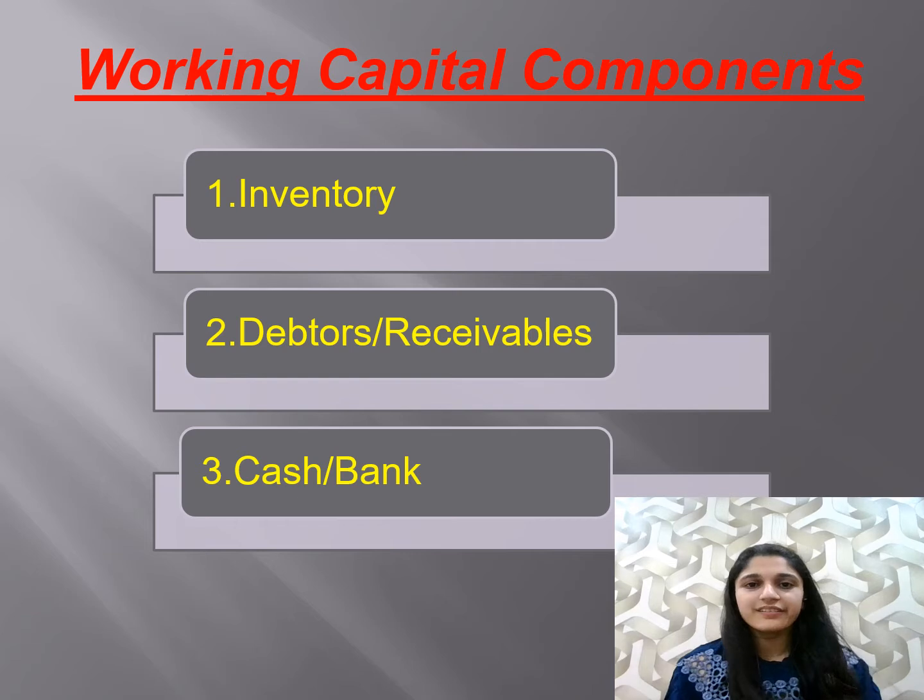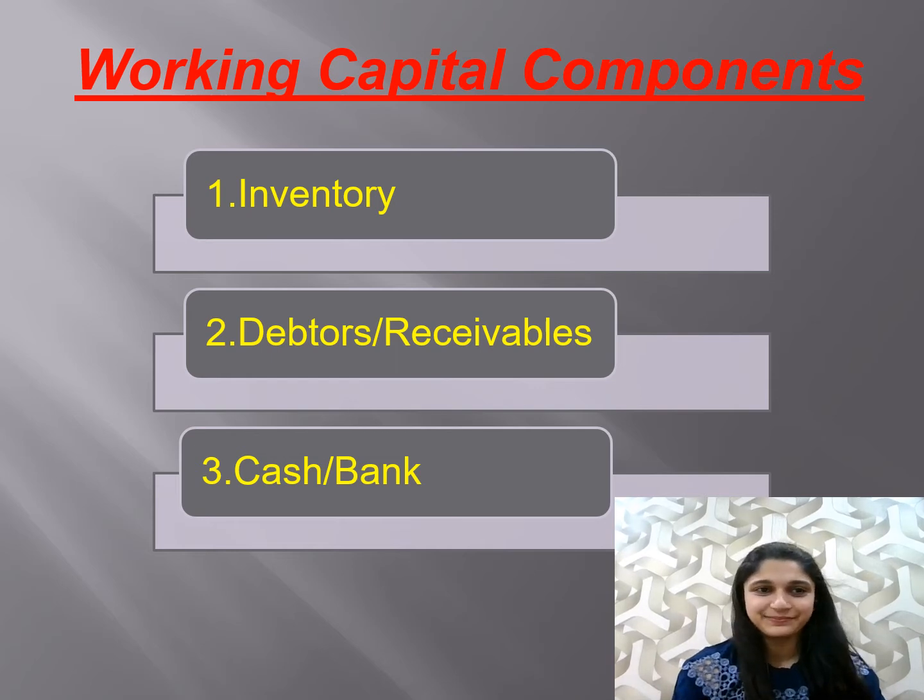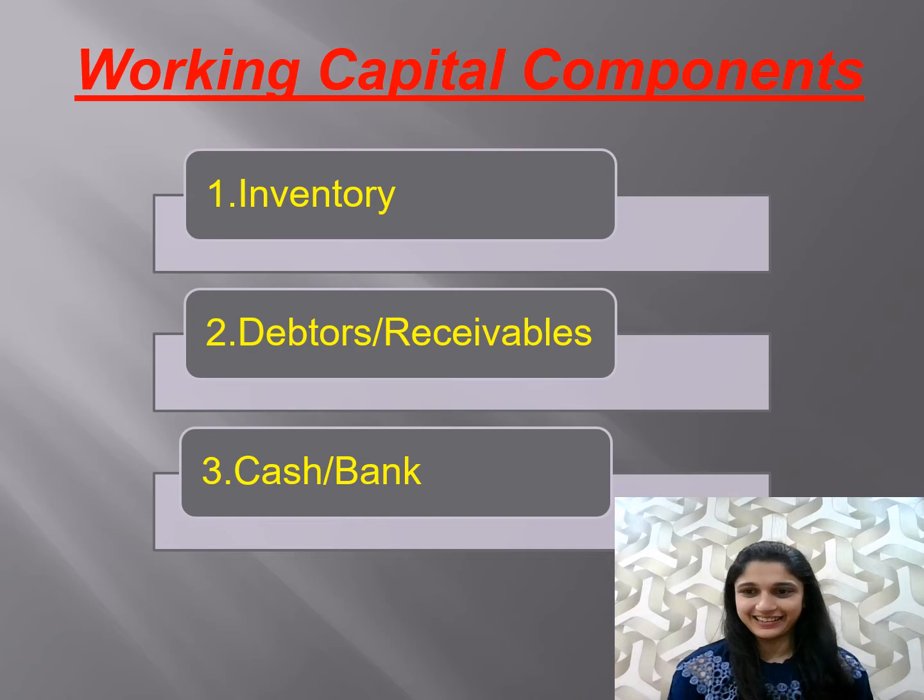Now, here are the working capital components. There are mainly three working capital components. First one is inventory, second one is the debtors or receivables, and the third one is the cash or bank. Now, we will move to the next slide.